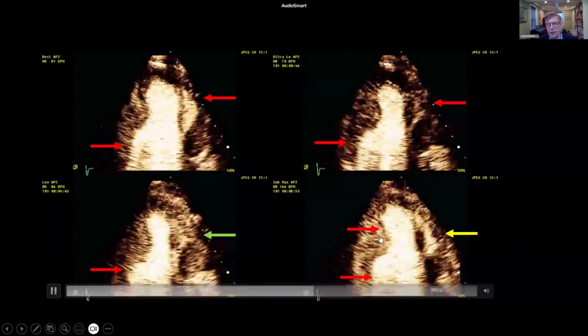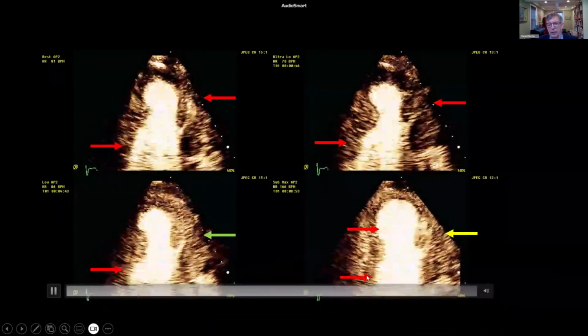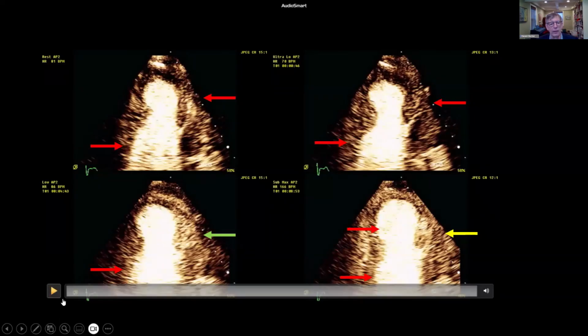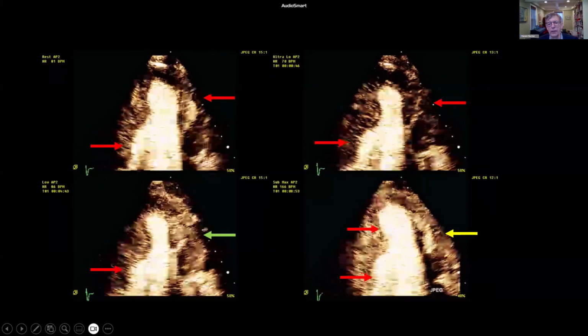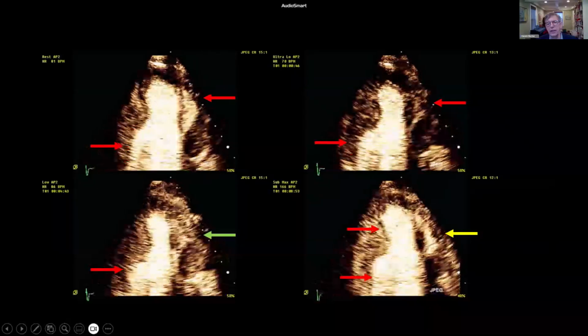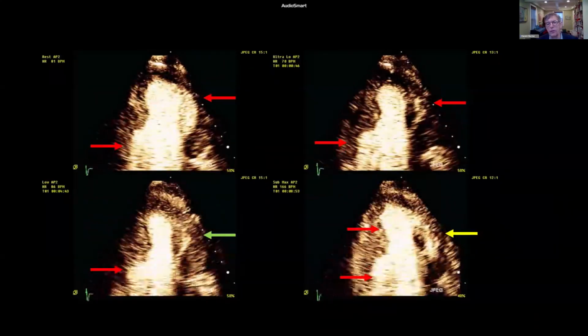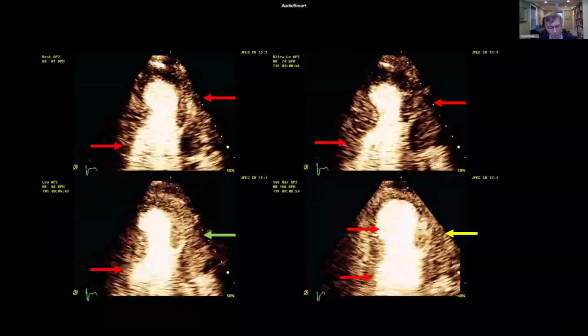And what you can also see here is the posterior wall, and I'll have to run it again. The inferior wall, the basal, is akinetic, but also the mid and the apical inferior wall get akinetic.